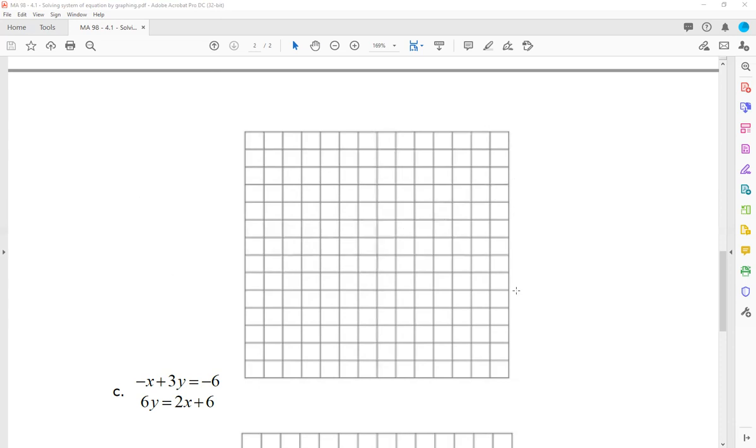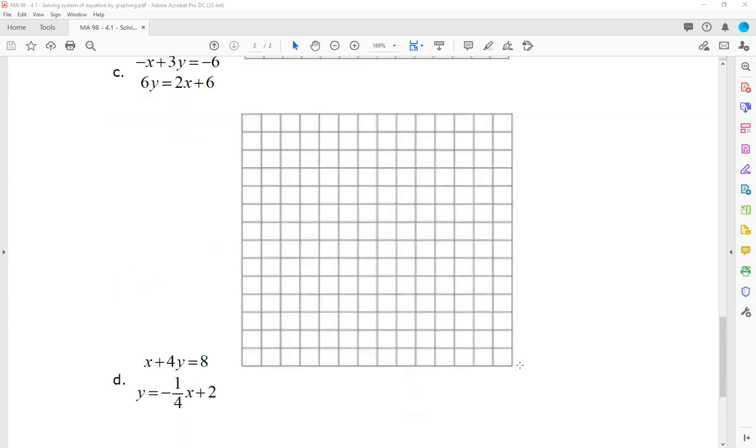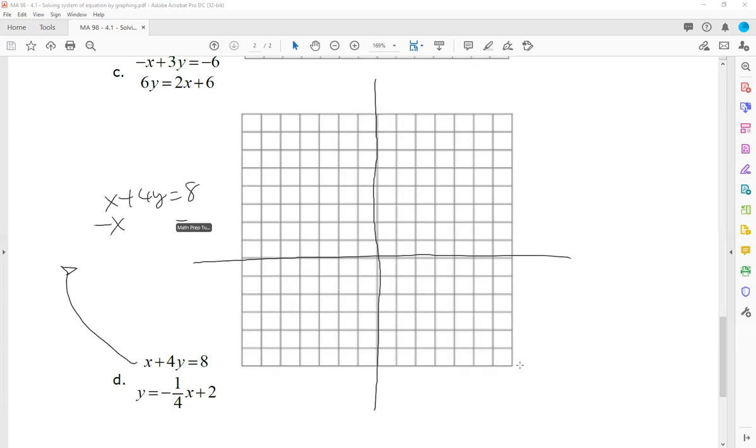All right, last one. So what we have here is, I'm going to draw my axes. So again, I'm going to set these in y equal mx plus b. So first equation, x plus 4y equal to 8, minus x on both sides. I have 4y equal negative x plus 8, going too fast, sorry. Which means divide by 4 on both sides. I get y equal negative 1 over 4 x plus 2.